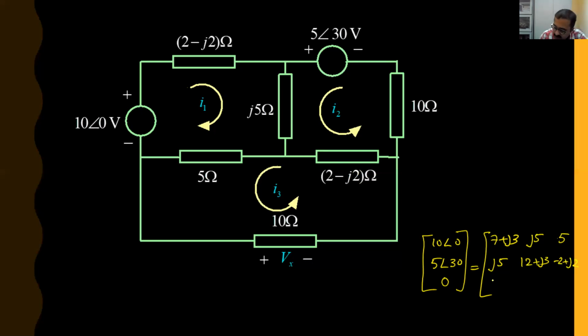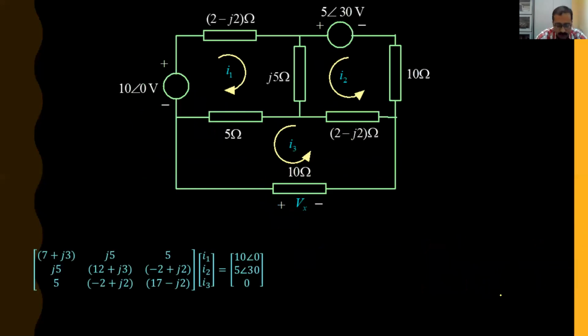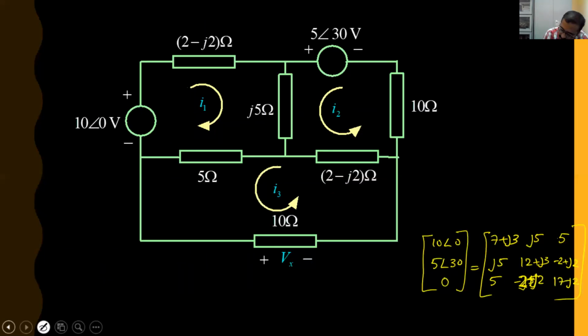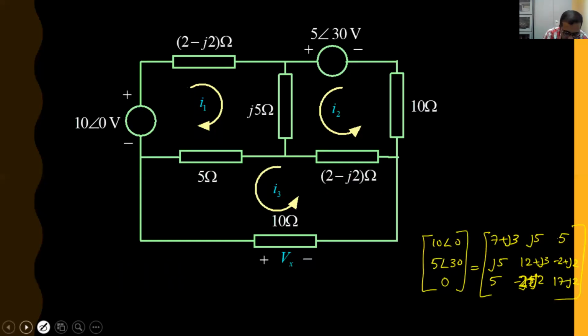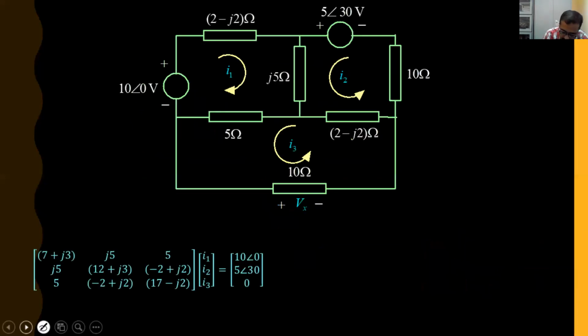Right? Then 1, 3 and 3, 1 is same. 1, 2 and 2, 1 will be same. Sorry, 1, 3, 2, 3: minus 2 plus J2, minus 2 plus J2. Okay. Then what will be 3, 3? 5 plus 2, 7. 7 plus 10, 17. 17 minus J2. This will be my impedance matrix into I1, I2, I3. 7 plus J3, J5, 5. J5, 12 plus J3, minus 2 plus J2. 5, minus 2 plus J2, and 17 minus J2. Right?